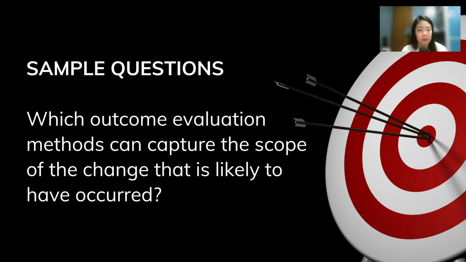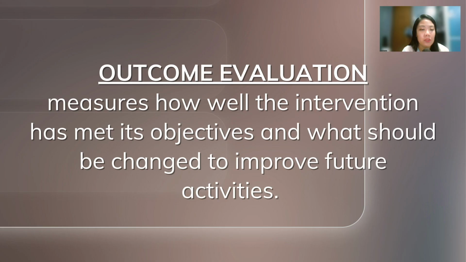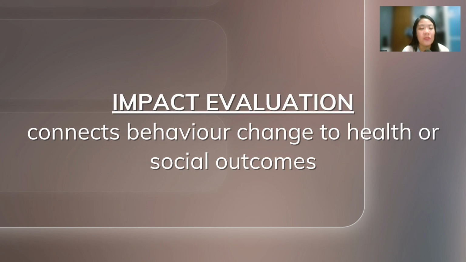So going back to evaluation, let us recap what we have discussed. We have types of evaluation. The outcome evaluation measures how well the intervention has met its objectives, and its limitations and steps. The second type is impact evaluation, which connects behavior change to health or social outcomes.